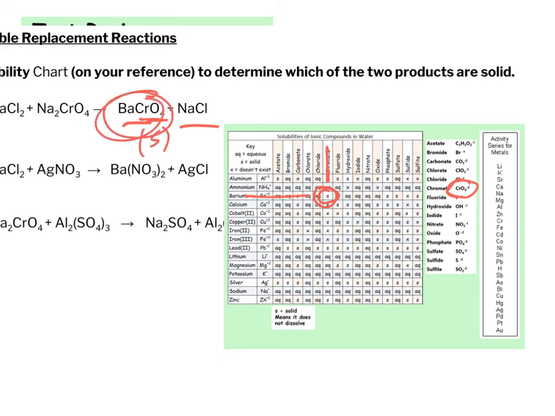Now how about NaCl? Sodium's way down here, and chloride is this column here. So sodium chloride is aqueous. So that's not going to be the solid precipitate, but the barium chromate is. Now if we looked up barium nitrate, we would find that it's aqueous. All nitrates are. And silver chloride is a solid, so that will be your solid in that reaction.